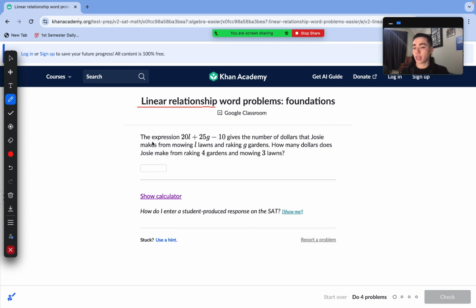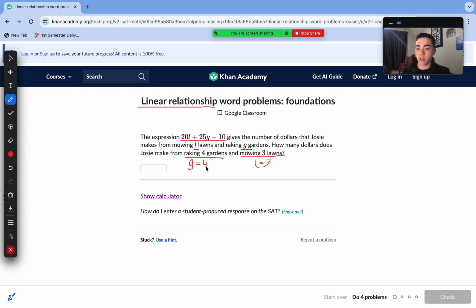And let's tackle this first question. So, the expression 20L plus 25G minus 10 gives the number of dollars that Josie makes from mowing L lawns and raking G gardens. How many dollars does Josie make from raking 4 gardens and mowing 3 lawns? So we have an equation here, and we have our variables, L and G, and we also have numbers for these variables. We can see here, they're basically saying L equals 3, because we're mowing 3 lawns, and G equals 4. We are raking 4 gardens.